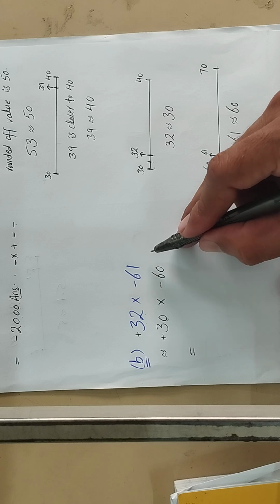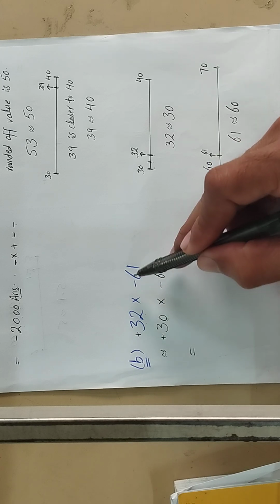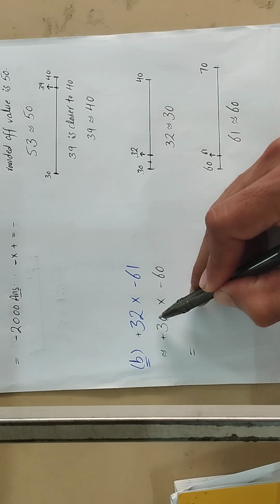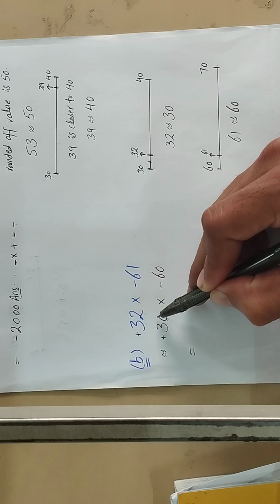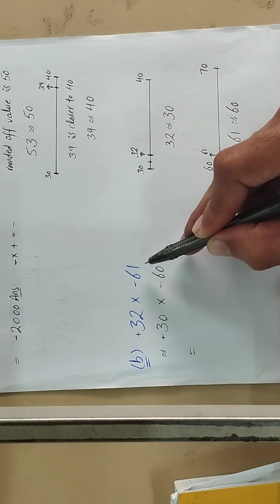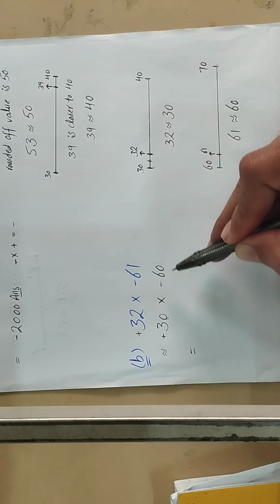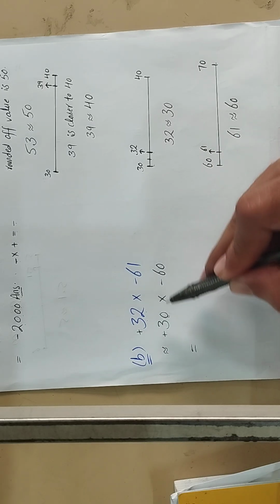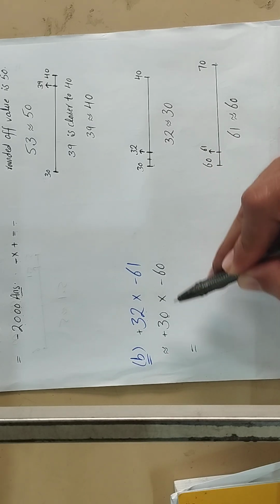The first step has been completed. What is our first step? Round off these two numbers. The rounded off value of 32 is 30, as 32 is closer to 30. The rounded off value of 61 is 60, as it is closer to 60. Now what is our second step? Multiply these two numbers to get the answer.